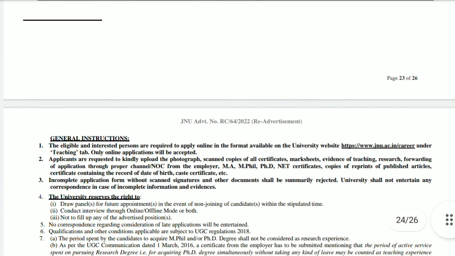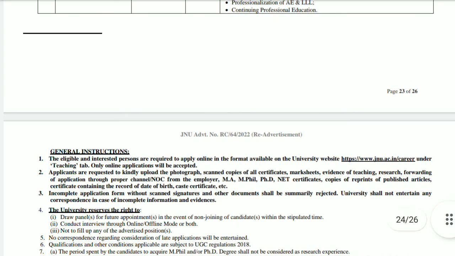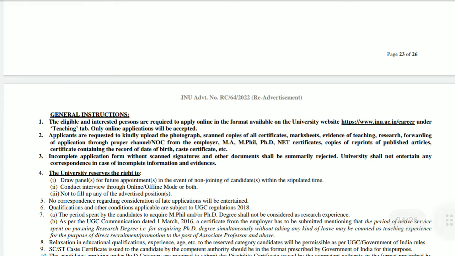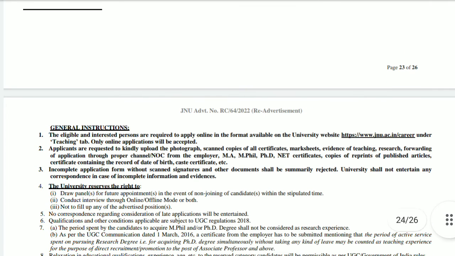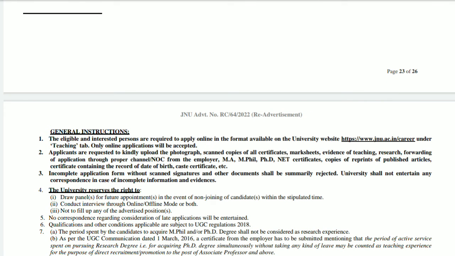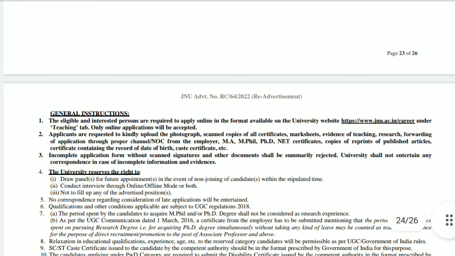So, general instruction: eligible candidates can apply through online mode only. Online mode means through the university website, www.jnu.ac.in. On this website you can open it and apply through online mode.